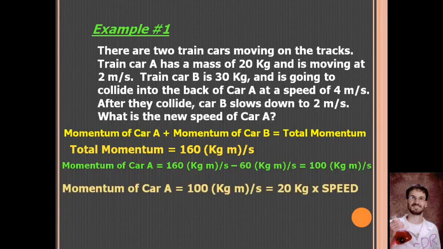Well, if it has 100 kilogram meters per second of momentum, and it has a mass of 20 kilograms, we can solve for speed. We can say exactly how fast that car is going to be going. We know its mass, we know its momentum. Well, look at that. Look what happens if you divide the kilograms out. You're left with a speed. And it would work out to be 5 meters per second.